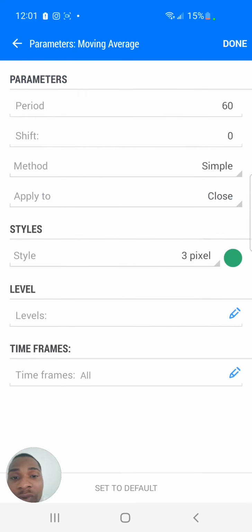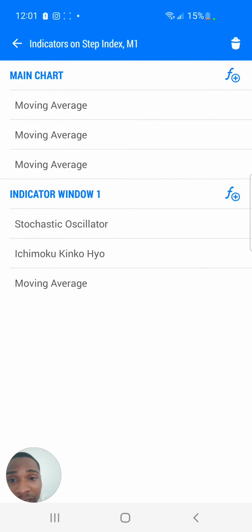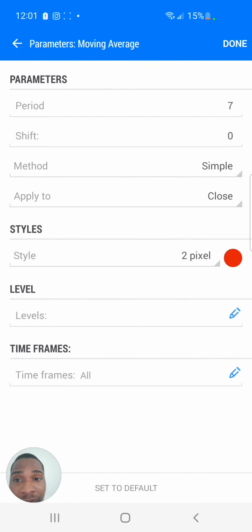Second indicator, moving average, period 60, shift 0, method simple, apply to close. The style 3 pixel, just take a screenshot also. Color, we're using green for this one. That's the second moving average. Now, third moving average, period 7, shift 0, method simple, apply to close. 2 pixel, the color red, you click done.